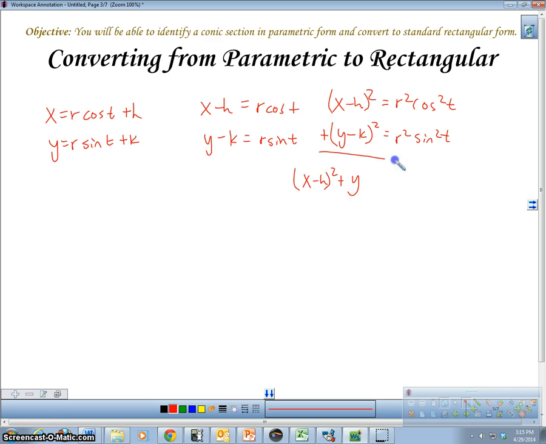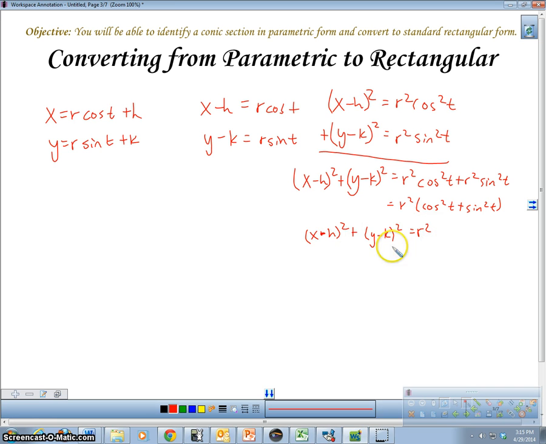It's kind of like I'm adding straight down here. R squared cosine squared plus r squared sine squared, and I factor out an r squared, and this is the Pythagorean identity, which is just 1. So I get x minus h squared plus y minus k squared equals r squared. Alright, so now it works, and we see how we get the rectangular form of the circle.